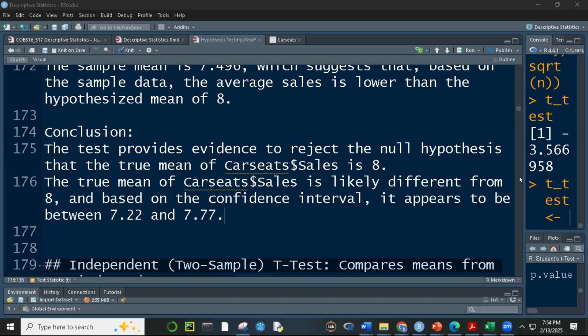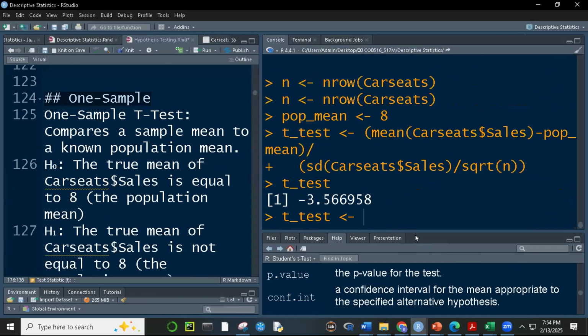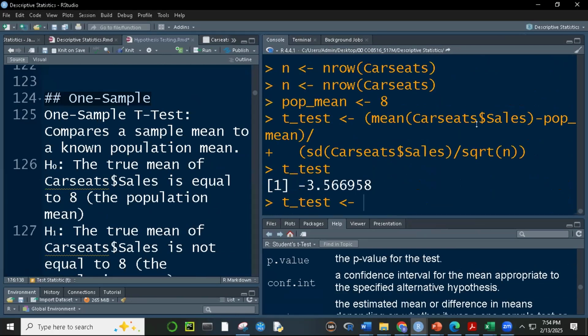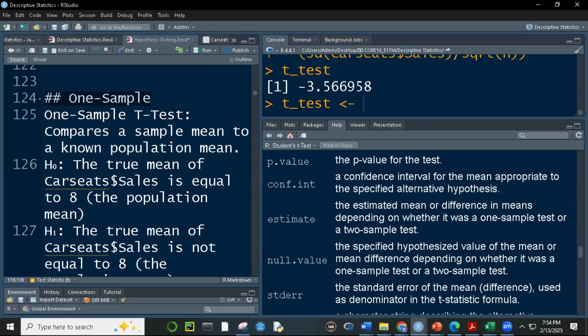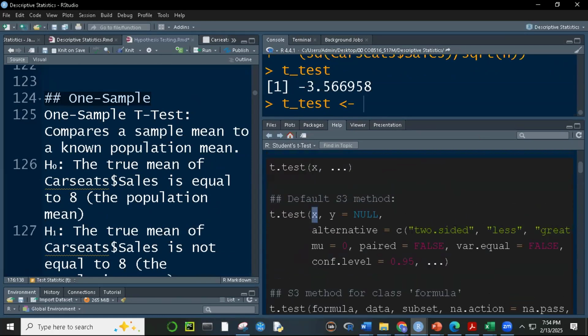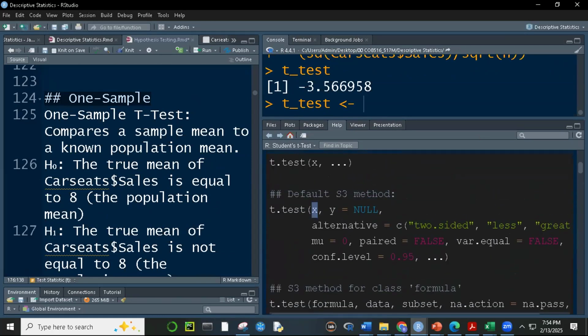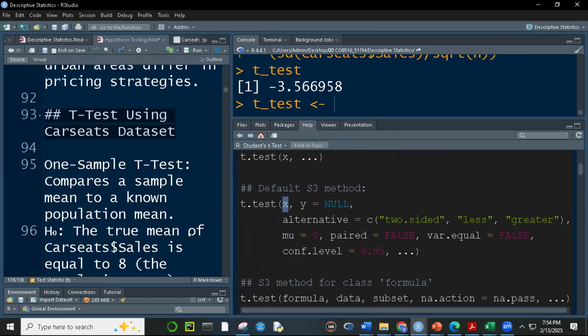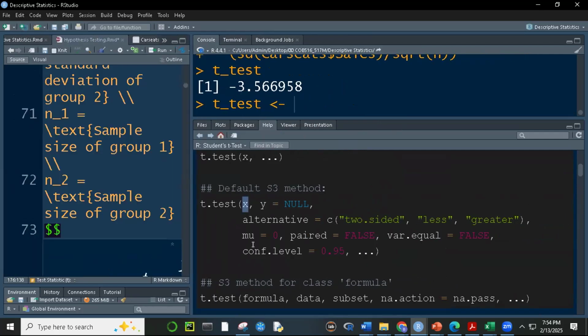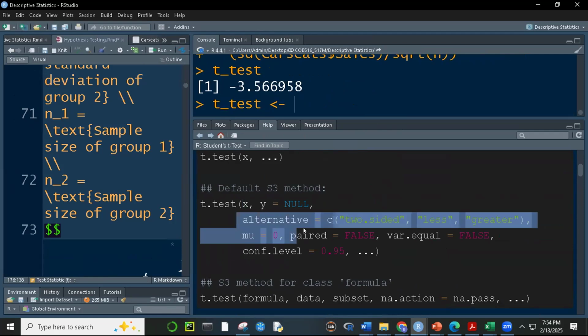So, the question of Dom is about one-tailed or two-tailed. What's the difference, class, between one-tailed and two-tailed? Let's go back here. We can use our t-test from earlier. Here we can see the alternative: two-sided, less, greater.